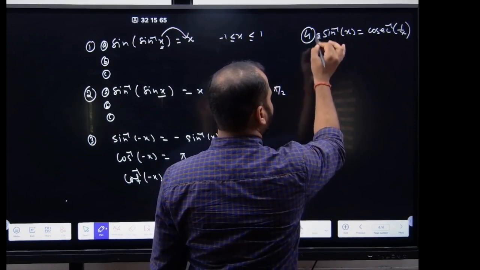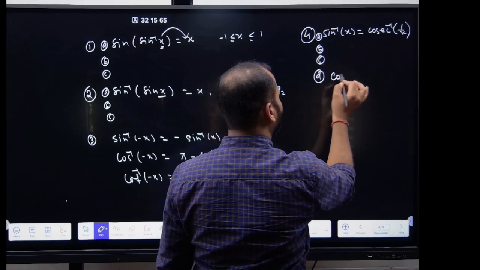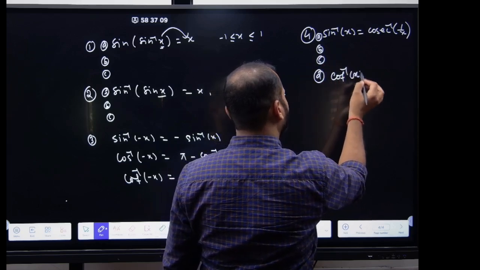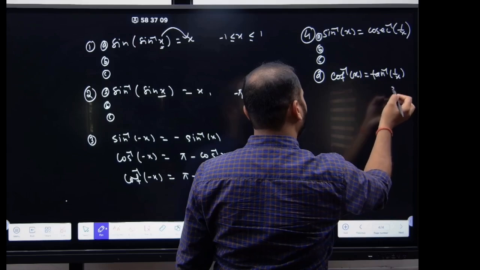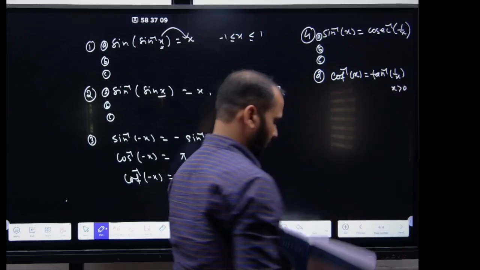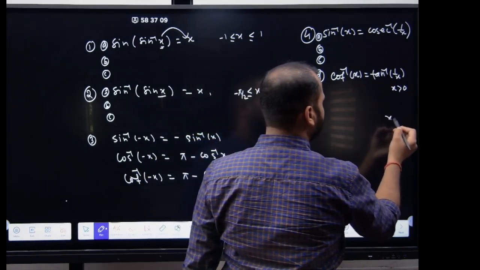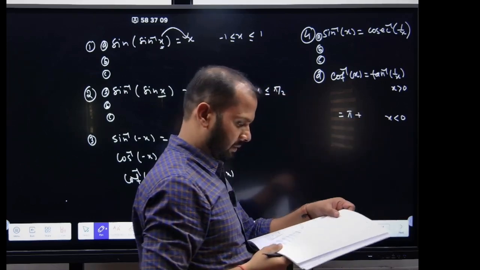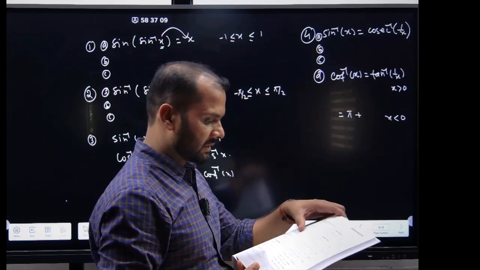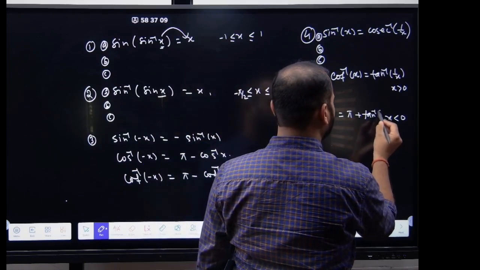So, A is this, B, C you can write. Actually in D, if you see, cot inverse of x is nothing but tan inverse of 1 by x. Make sure x should be greater than 0. But if x is less than 0, in this case you will be writing pi plus tan inverse 1 by x.